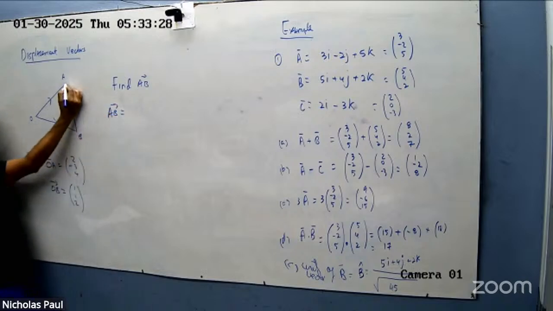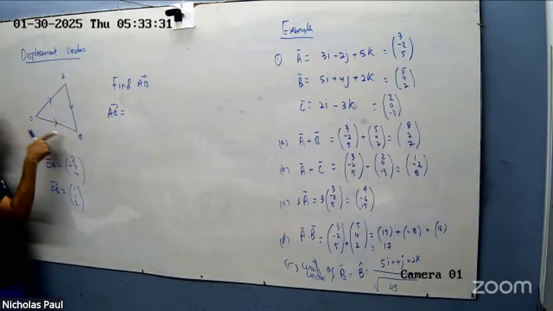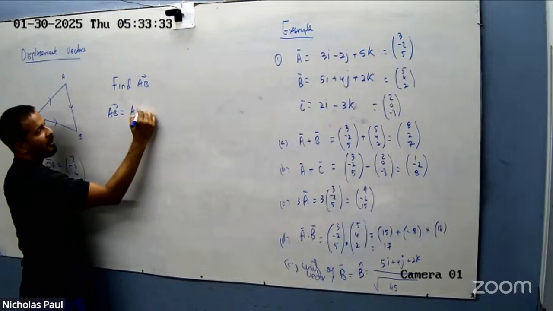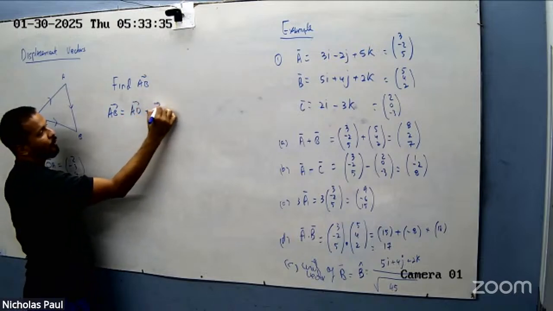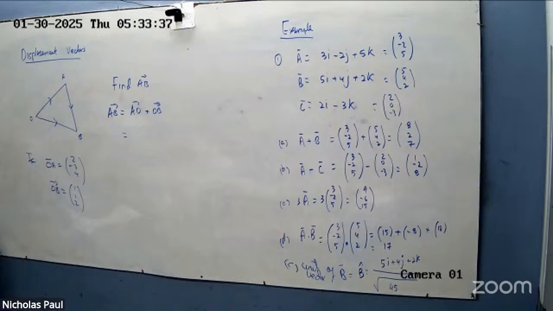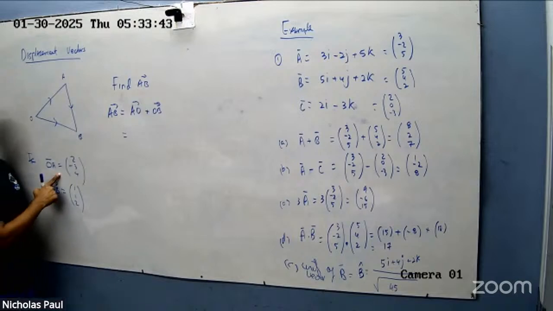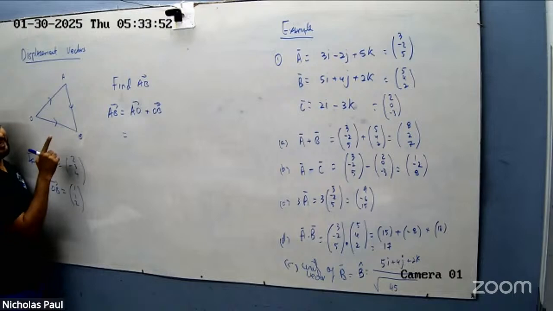AB will be A to O plus O to B. A to O plus O to B. What is A to O? Minus of this, right? Yeah? A to O, A to O is what? How do you find A to O?